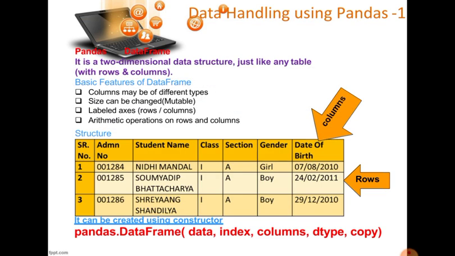DataFrame is a two-dimensional data structure, just like a table with rows and columns. Basic features of a DataFrame: columns may be of different types, size can be changed (mutable), labeled axes (rows or columns), and arithmetic operations on rows and column structure. You can observe the given table: serial number, admission, student name and class, section, gender, date of birth.